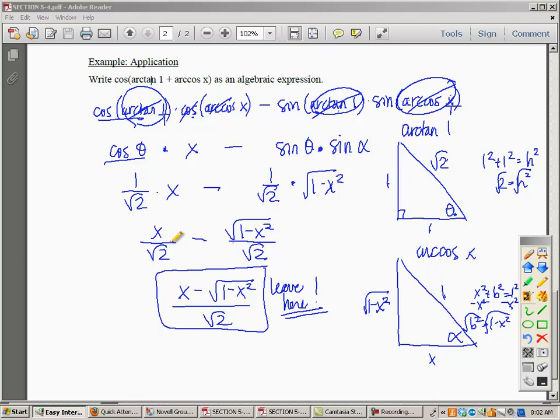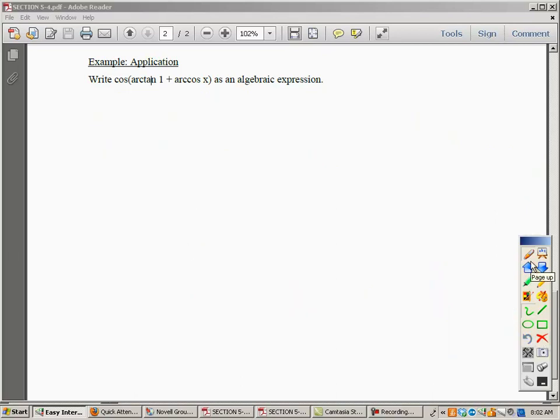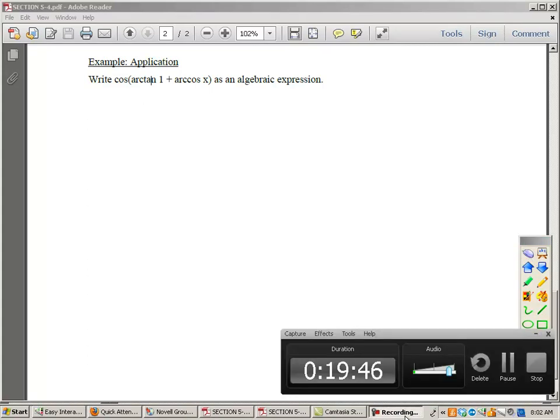So that's section 5.4. Take a second. You want to practice some of these questions before you get to class. But those sum and difference formulas I will give to you.